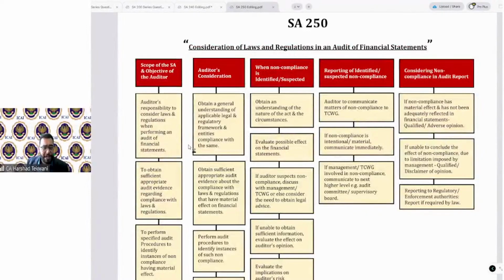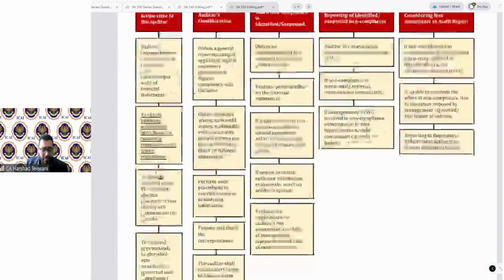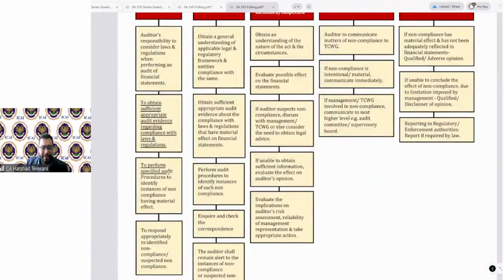So basically, the objective of the auditor is to obtain sufficient appropriate audit evidence regarding the compliance with laws and regulations, to perform specified audit procedures to identify instances of non-compliances having a material effect, and to respond appropriately to identified non-compliances or suspected non-compliances.